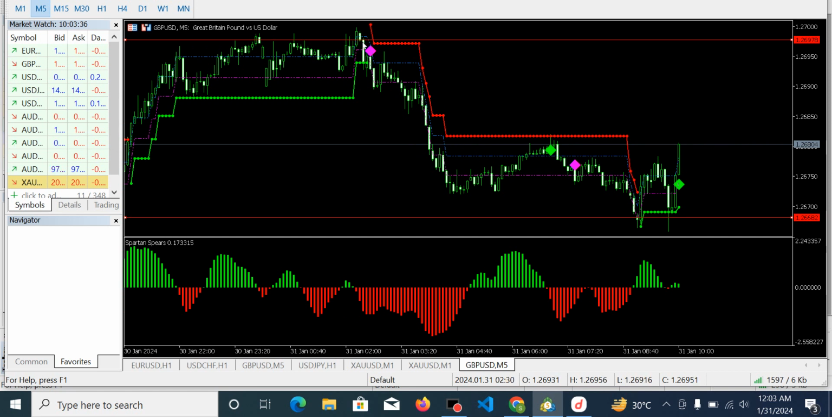Then after that, at the early part of this morning, we got this sell signal, and you can see it is already at the resistance zone. The market has played around there for a while, so we got the sell signal.